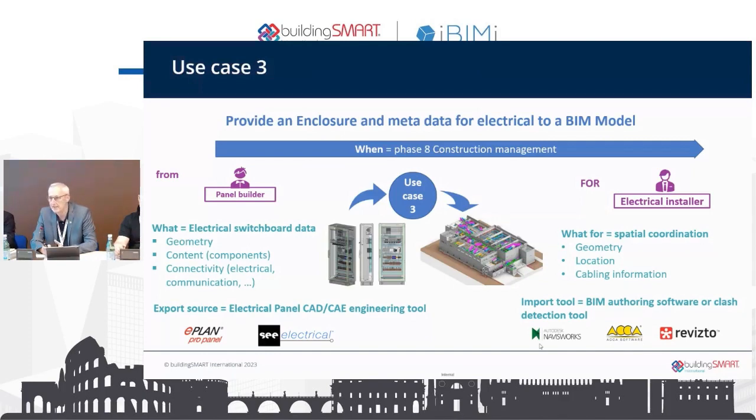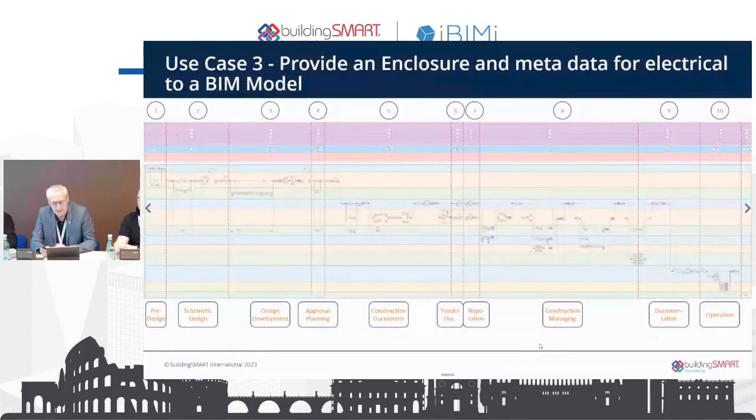And who receives the information? The information goes to the electrical installer, for what? For geometry inside the building, for location, cable information, and so on. And I will go a little bit deeper later. And import tools for this switch cabinet could be Navisworks, Allplan, Revit, and so on. So where we are in the whole process, Bertrand mentioned that we describe the whole process and we divide it in the different service phases.